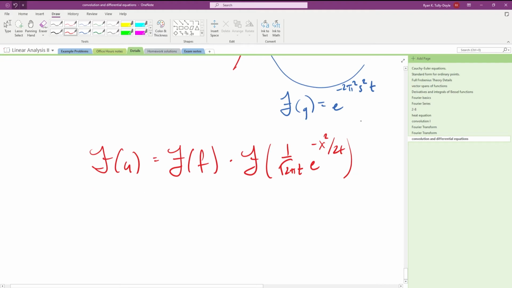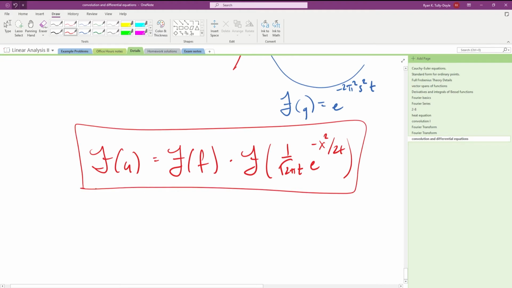Remember that's the goal step when we're solving these differential equations: to write the Fourier transform of u as a product of Fourier transforms. Because as soon as I write that, I can use the convolution theorem to write u must be equal to f convolved with this thing.